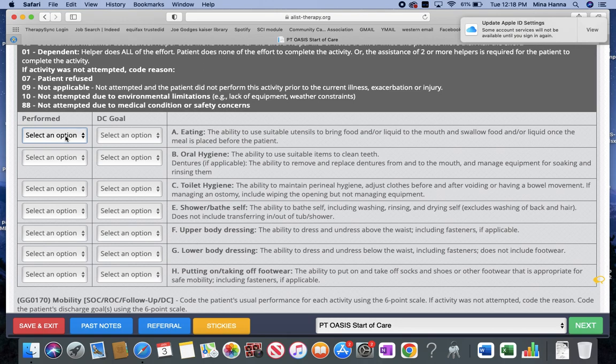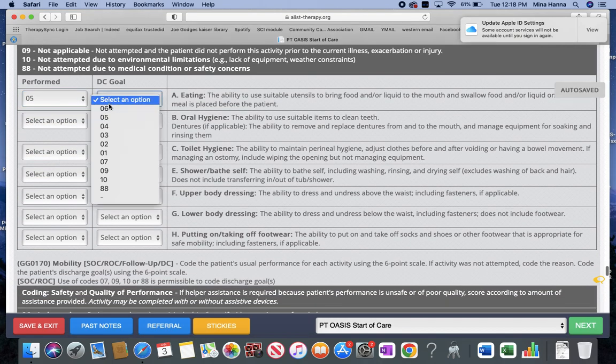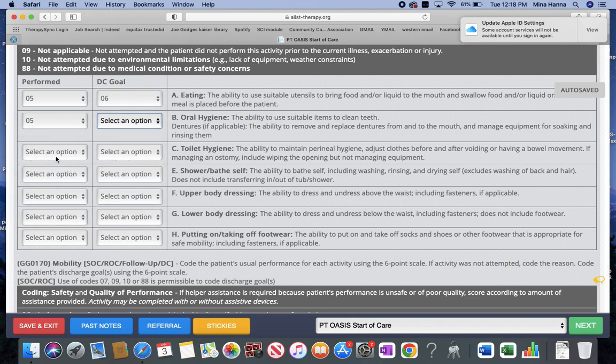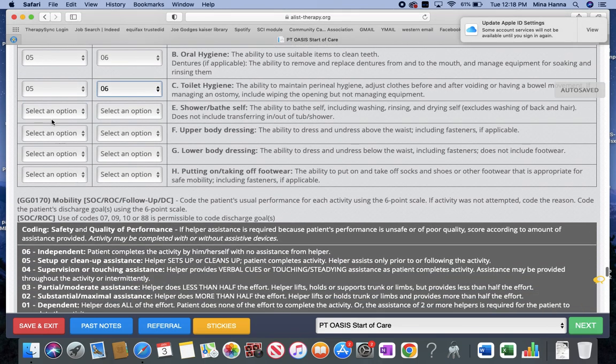And then okay, so just so I can kind of get an idea, this person he's a 5, right? And then I'm hoping when he's discharged, he's gonna be a 6. He's not gonna need anybody to lay out anything for him. Toilet hygiene, he can do a lot, but he needs somebody to lay out some stuff. Shower, bathing self, he's probably a 4 on that one. We'll make him a 6.